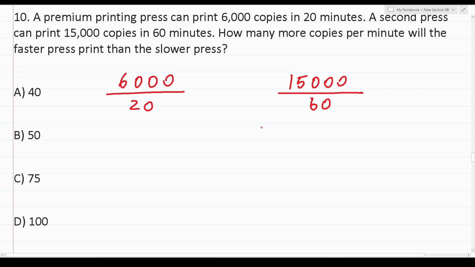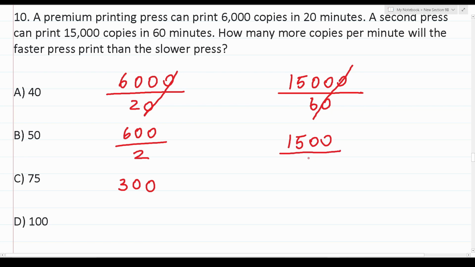All right, thankfully enough, this is actually pretty easy to do. As we've seen in this video already, we can actually cross out a corresponding pair of zeros. So this becomes 600 over 2. 600 divided by 2, we should be able to do in our head. That's 300. So this premium printing press can print 300 copies per minute. All right, let's figure out how fast this other printing press goes. Again, we can cross out a pair of corresponding zeros. So this becomes 1500 over 6. And this one's not as easy to do mentally.